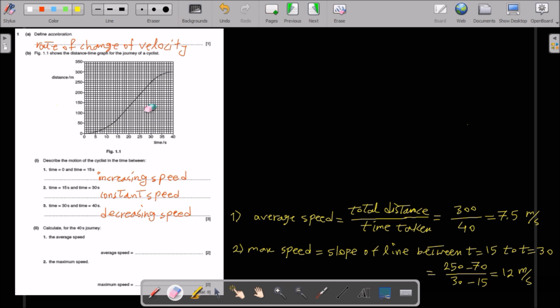So the slope is rise over run. Rise is 250 minus 70 and run is 30 minus 15. So the final answer will be 12 meters per second.